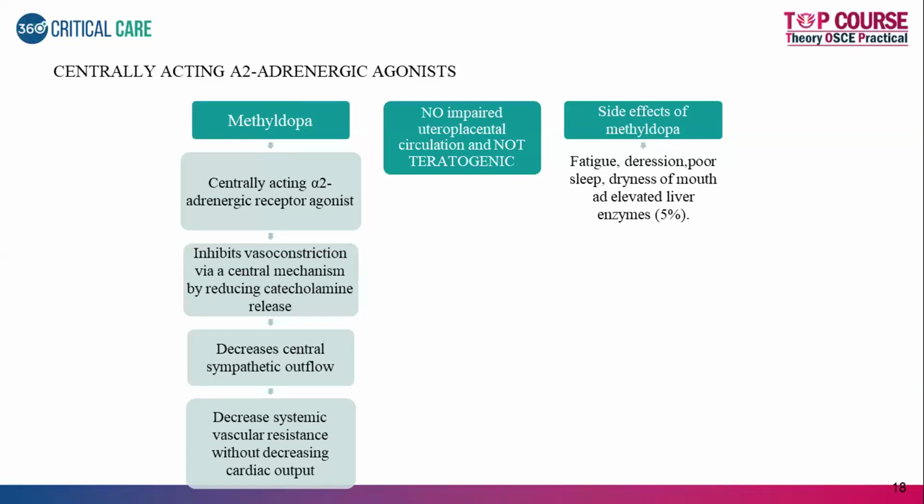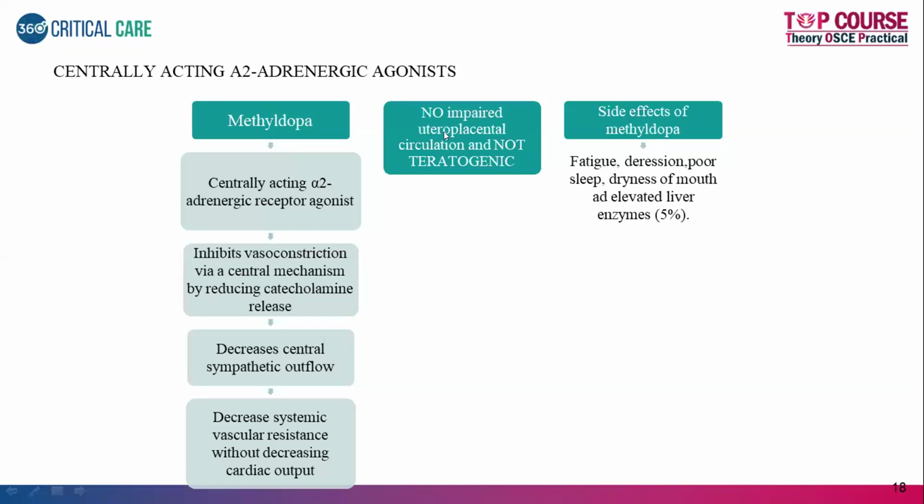Okay, so the most commonly used drug is your centrally acting alpha-2 adrenergic agonist, that is your methyl dopa. Okay, so it inhibits vasoconstriction. So as I told, vasoconstriction is the main mechanism. So it inhibits vasoconstriction via central mechanism by reducing the catecholamine release. So this decreases the central sympathetic flow, which further decreases your systemic vascular resistance without decreasing your cardiac output. That is also very, very important.